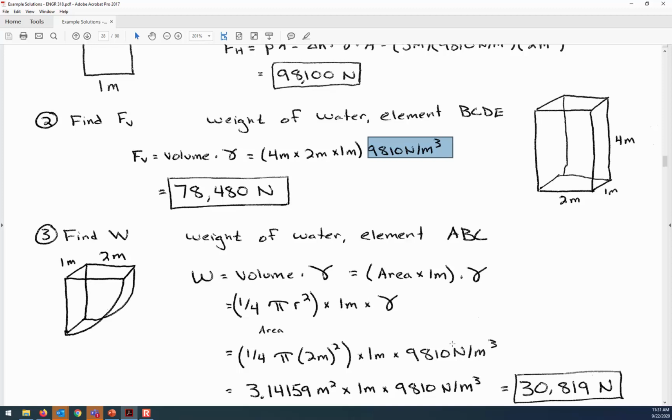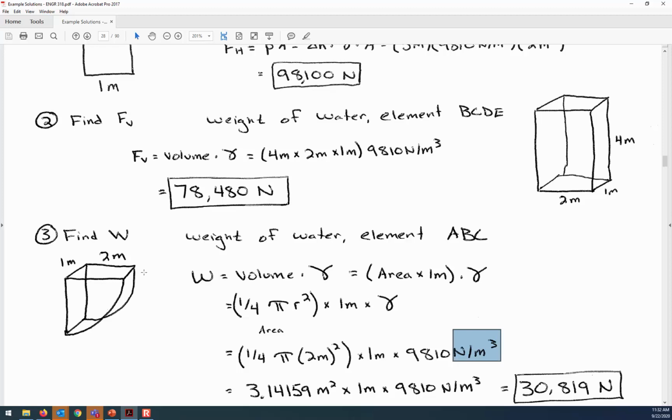And so that shape is a quarter circle multiplied by whatever depth into the page we have. So the area of a circle is pi r squared, and the area of a quarter circle is 1/4 pi r squared. So 1/4 pi r squared times 1. So this gives us the volume, and then multiplying it by gamma turns the volume into a force. Because remember, gamma has units of newtons per meter cubed.